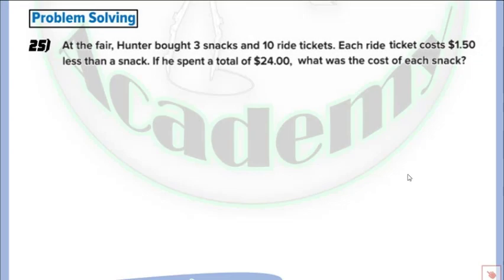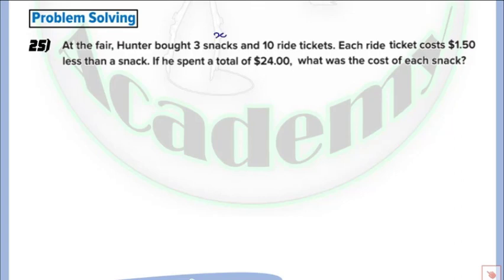Now the problem solving. Ethan bought 3 snacks and 10 ride tickets. Each ride ticket costs $1.50 less than the snack. If he spent a total of $24, what was the cost of each snack? At first, I don't know the price of the snack. Let the price of the snack be x.